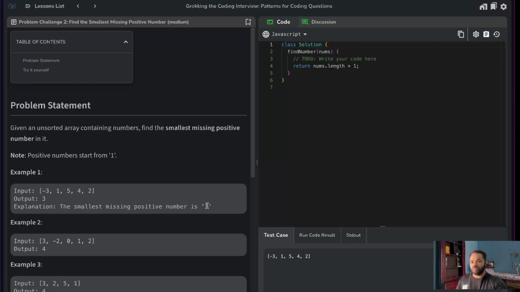Okay, so we need to just sort them. Yeah, we just need to sort them, put them in an array, and then see which is the smallest missing number. That's it, nothing else we need to do. Okay, cool. So how can we do it? Yeah, good question. How can we do it?